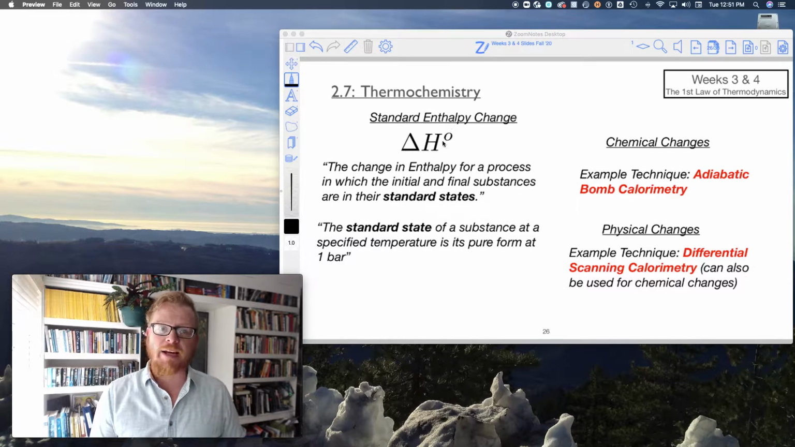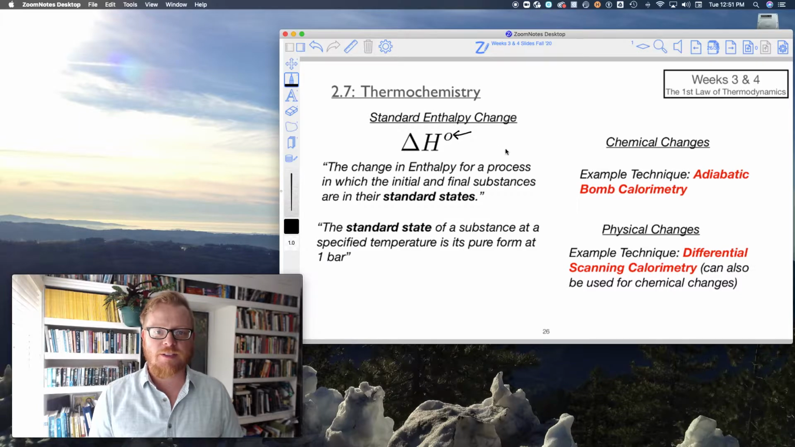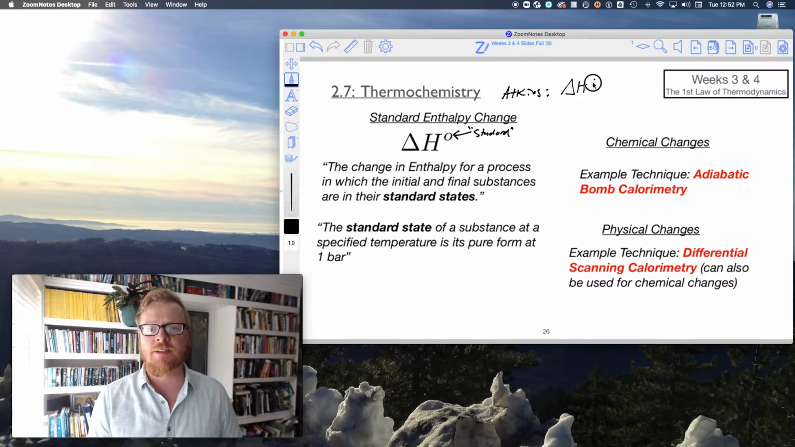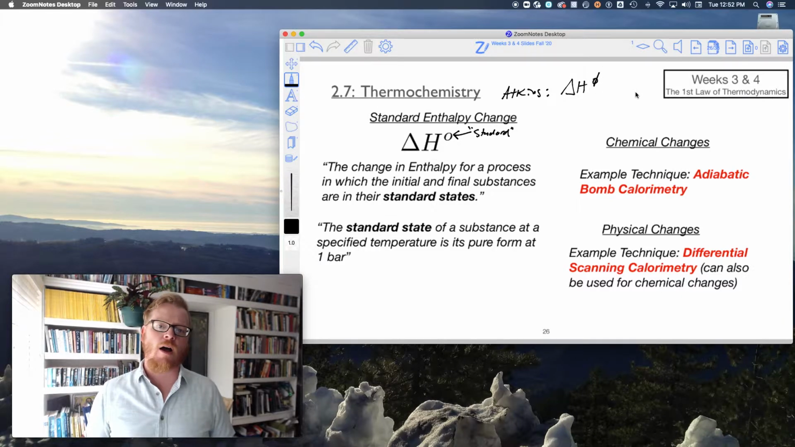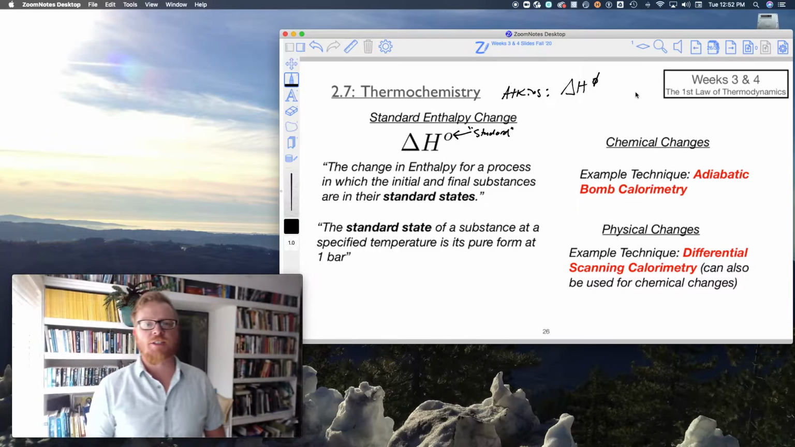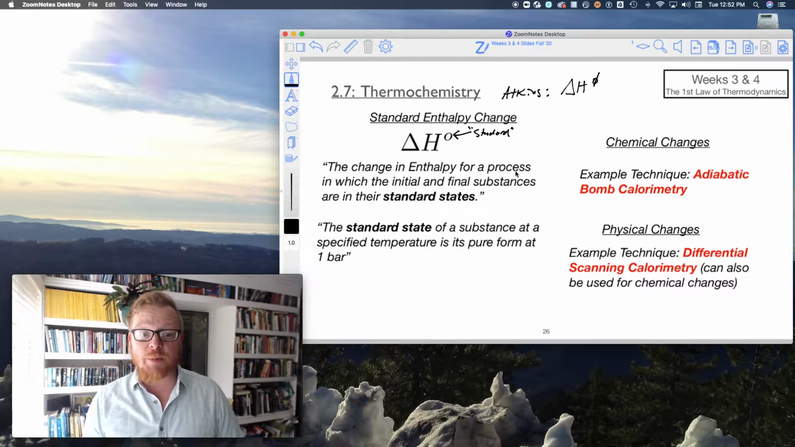Okay, so by definition, standard enthalpy change. When we see this little 0 right there, we should recognize that as standard. In Atkins, the symbol looks like this, with a little cross line through it. That's just their symbology for standard. So, the change in enthalpy for a process in which the initial and final substances are in the standard state.